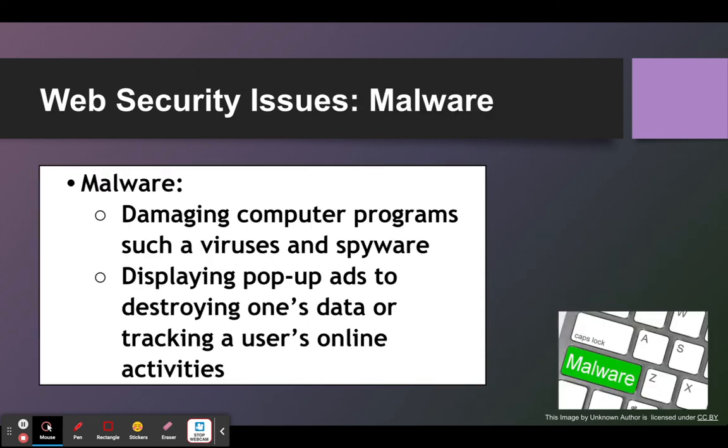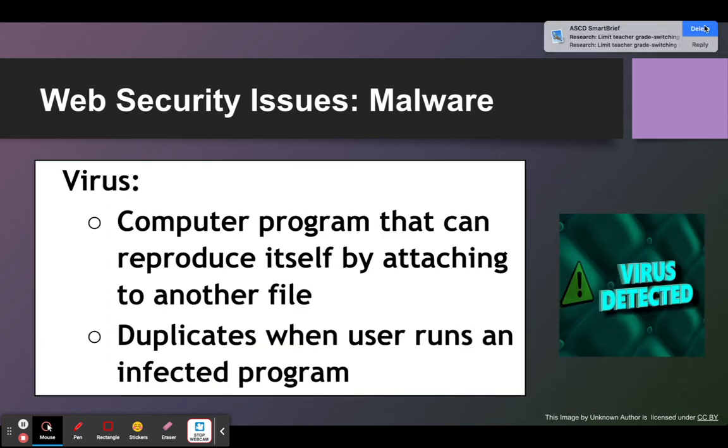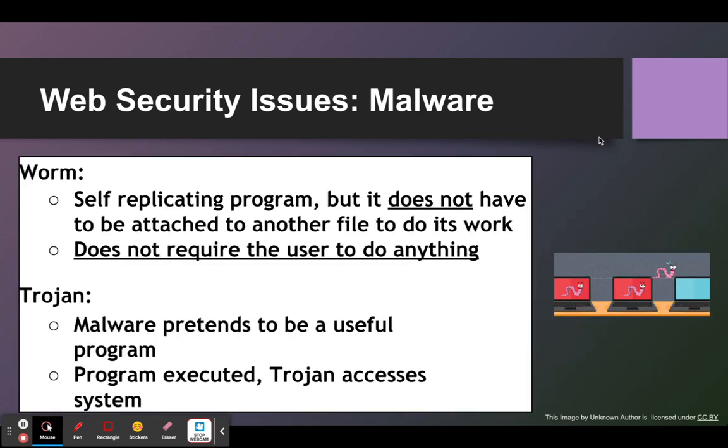Web security issues: malware, damaging computer programs such as viruses and spyware, displaying pop-up ads, destroying one's data, or tracking users online. We have viruses, a computer program that reproduces itself by attaching to another file, very important, and also duplicates when the user runs an infected program. Web security issues: there's the worm, a self-replicating program that doesn't have to be attached to another file to do its work, and it does not require the user to do anything. So just like a worm, it just keeps on going.